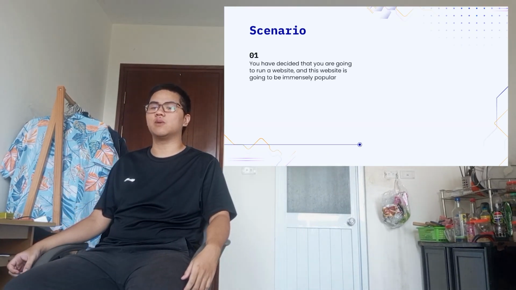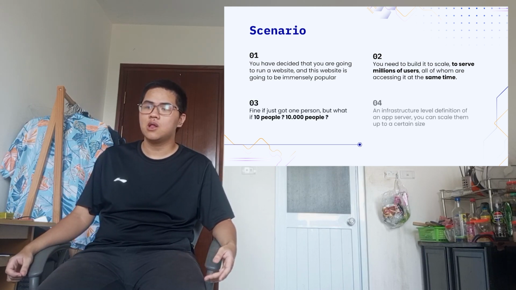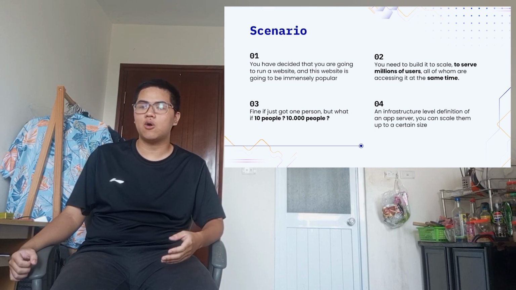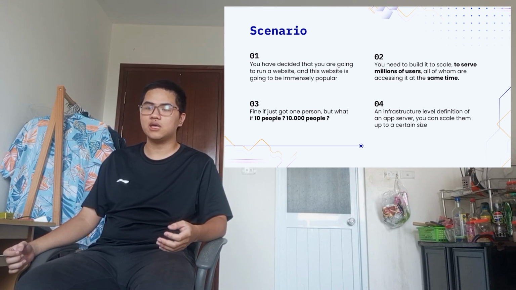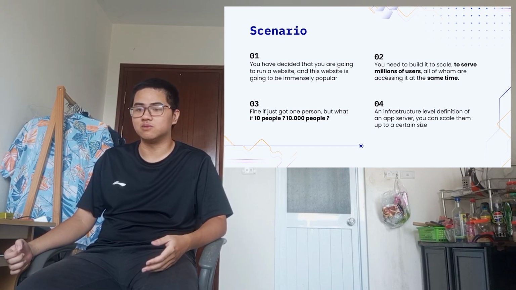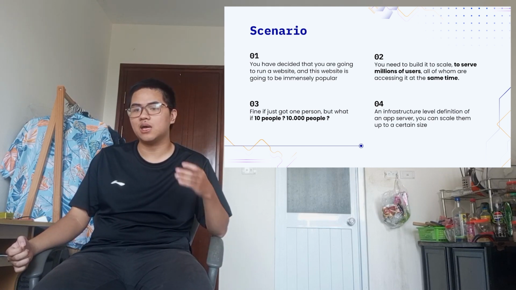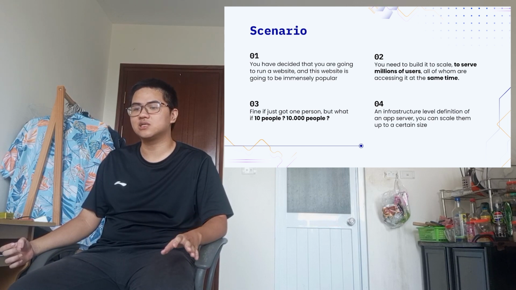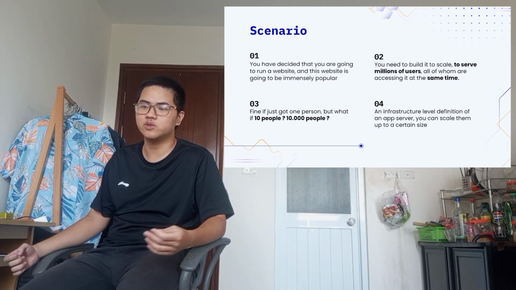If you think about an infrastructure-level definition of an app server, you can scale them up to a certain size, but there's a limit to how big the application server can be. So what do you do? Well, you need to scale out, right? Instead of having one app server, you might have three, four, five, 10, or even 10,000. You are going to horizontally scale those applications so that you have enough capacity to satisfy your customers.